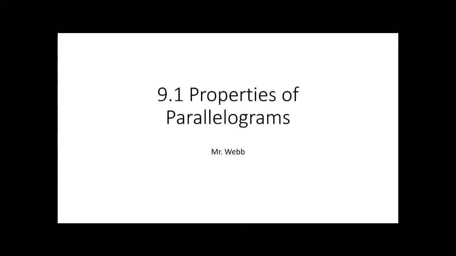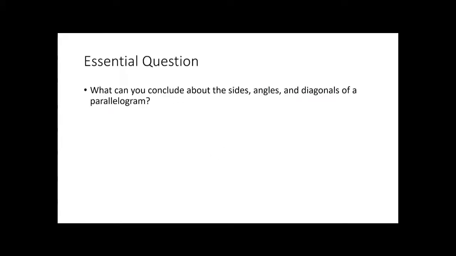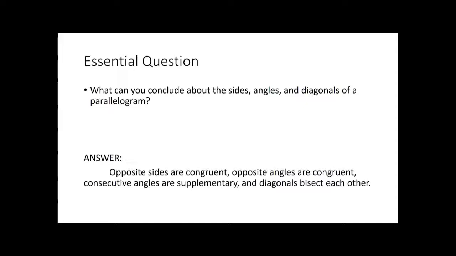9.1 Properties of Parallelograms. Our central question is, what can you conclude about the sides, angles, and diagonals of a parallelogram? Our answer is the opposite sides are congruent. Opposite angles are congruent. And consecutive angles are supplementary, that means they add up to 180. And the diagonals bisect each other, that means they cut each other perfectly in half.